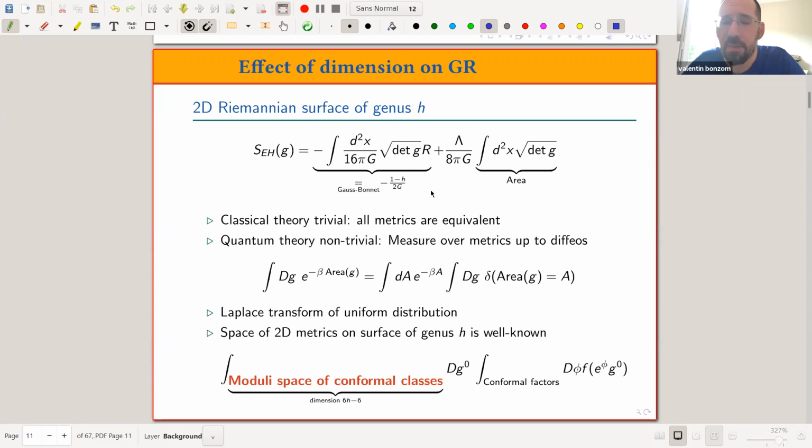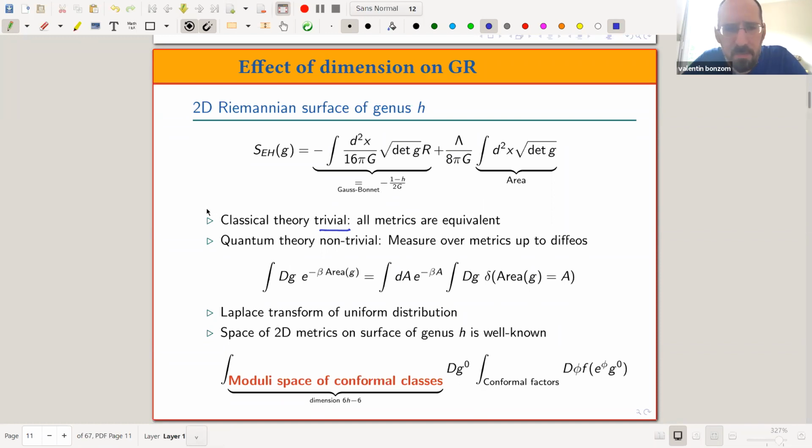And something happens in 2D, which is very crucial, and that's the Gauss-Bonnet theorem. It tells you that the curvature term here is actually a topological quantity. It's just basically the genus. It's 1 minus the genus h, divided by 2g. So it's constant. It does not depend on the metric. So basically, you are left with the area term if you work at fixed genus. So the classical theory is trivial. Basically, all metrics are equivalent.